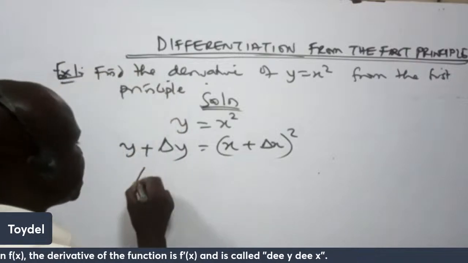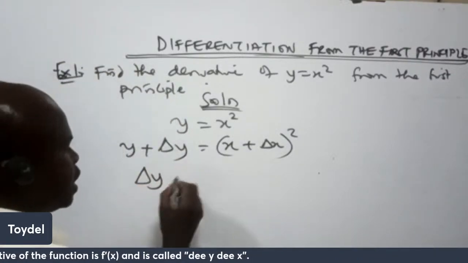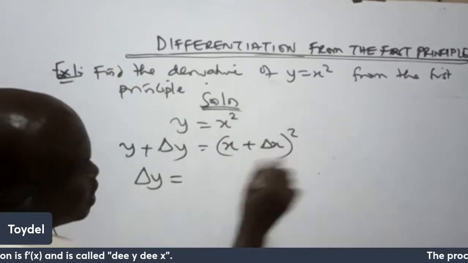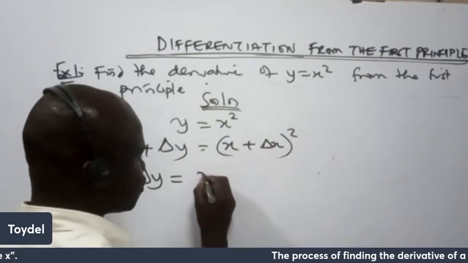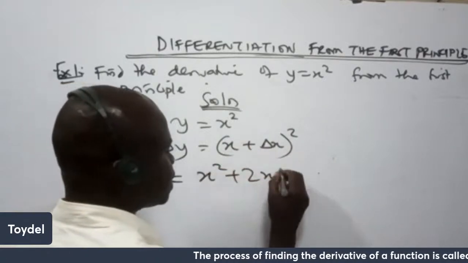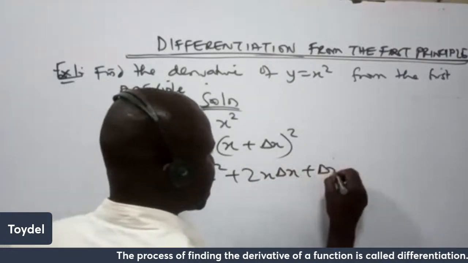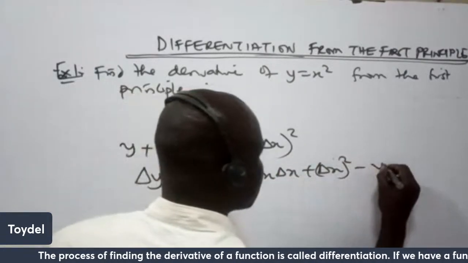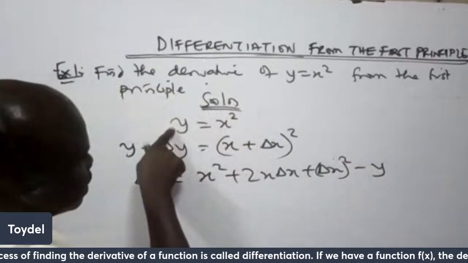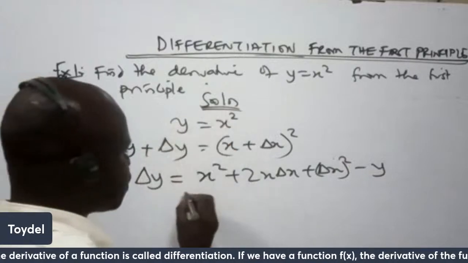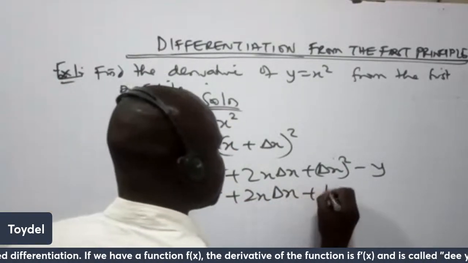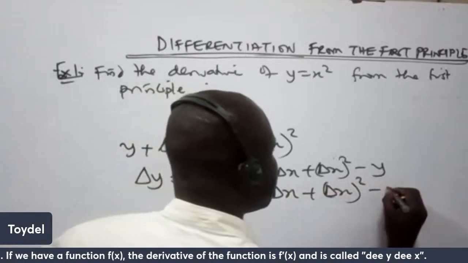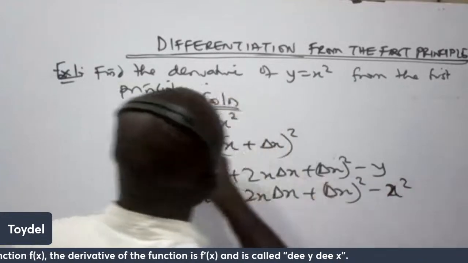Then the next thing is that you make delta y the subject of the formula. That simply means that you are going to shift y to the other side. And of course, I can expand this. If I expand this, I'm going to have x squared plus 2x delta x plus delta x all squared, then minus y. So what is y? y is the same thing as x squared. So I'm going to have x squared plus 2x delta x plus delta x all squared minus x squared, since y is given as x squared.